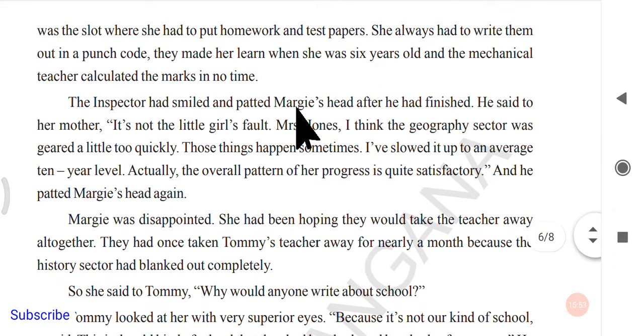Next, the inspector had smiled and patted Maggie's head after he had finished. So he said to her mother, "It is not the little girl's fault, Mr. Jones. I think the geography sector was geared a little too quickly. Those things happen sometimes. I have slowed it down to an average 10-year level. Actually, the overall pattern of her progress is quite satisfactory." And he patted Maggie's head again.